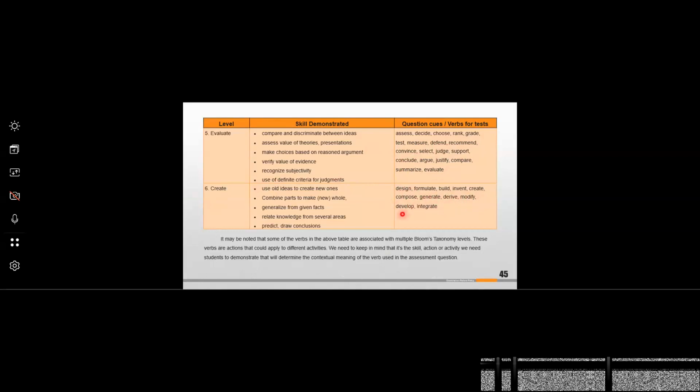You can see these are the verbs. I will share with you that when you frame the questions of your question paper, you can use these verbs for the particular level of Bloom's taxonomy. Okay. Next slide, please. See, as I said, you can see this.